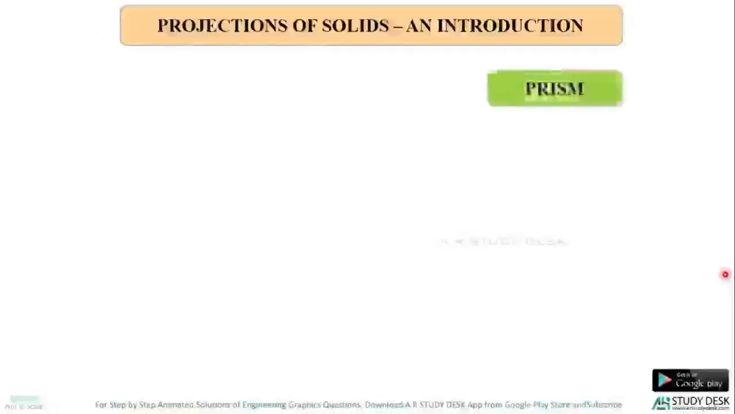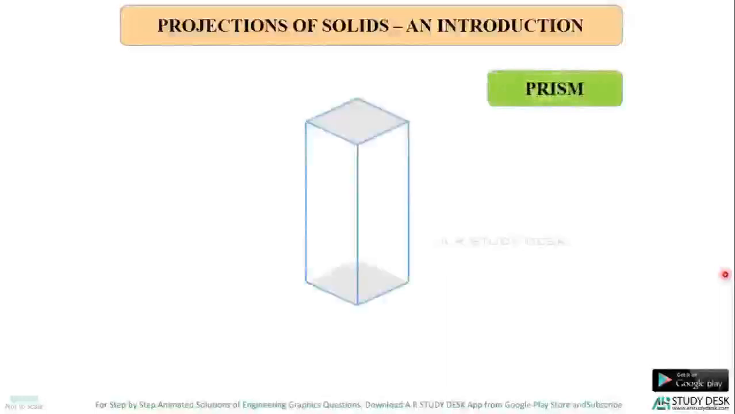Solids, we should have some idea about the different types of solids that you will be using in this particular topic. So the first one is prism. Here I have shown a square prism. Now we'll look at the nomenclature of this square prism.